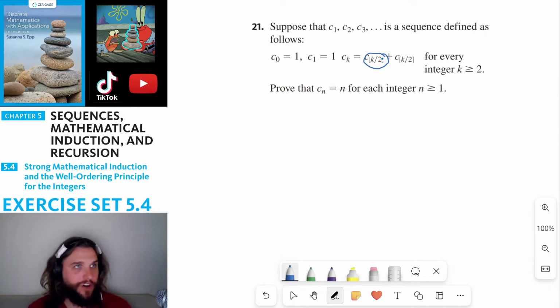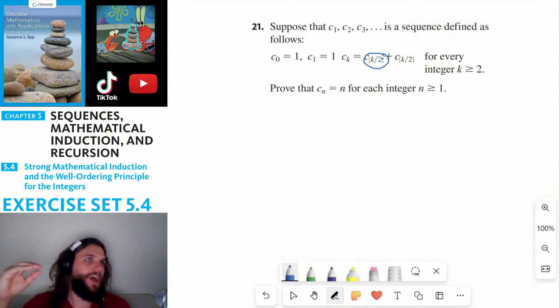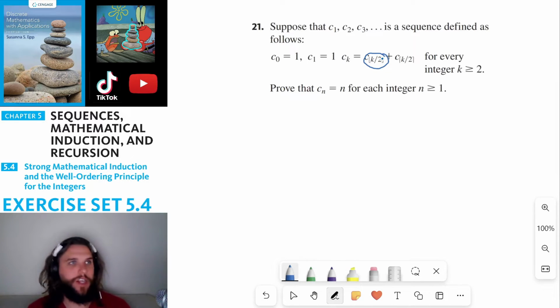The ceiling function rounds a number up. So whatever the number is, if there's a decimal, then the number is rounded up to the next consecutive integer. So the ceiling of pi would be 4. The ceiling of 9.1 would be 10.